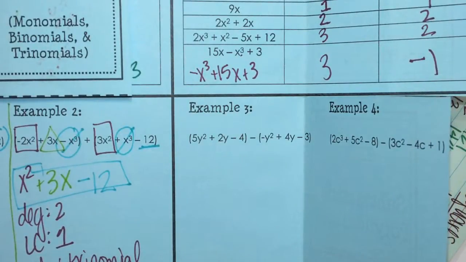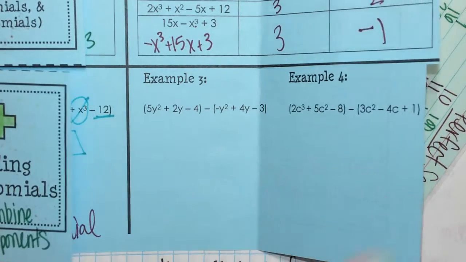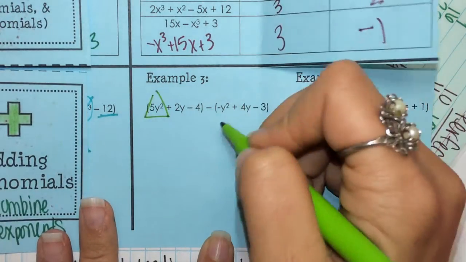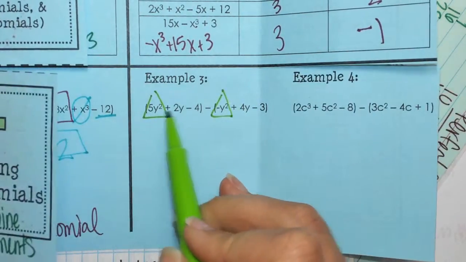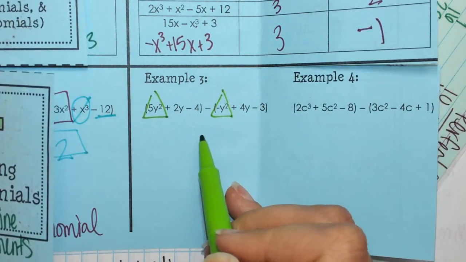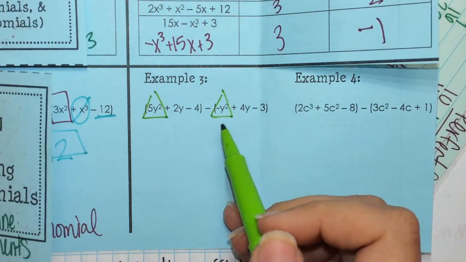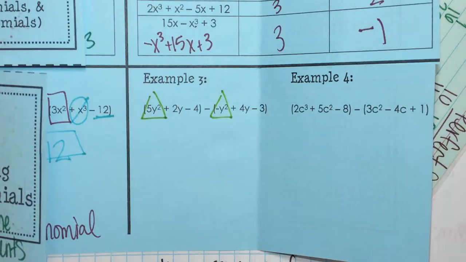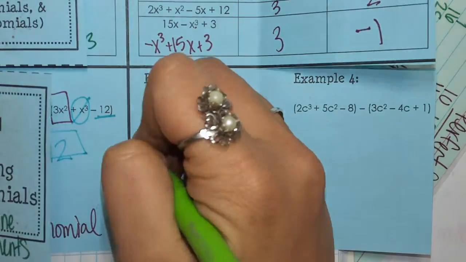Now, you need to watch out for your signs. That's very, very important on this one. Because you're subtracting, you have to watch out for your negatives out front. So let's look at example 3. You still do the same thing. You combine like exponents. So what are we going to combine 5y squared with? Negative 1. Okay, so it's 5 minus a negative 1. You must be careful on these. What is 5 minus a negative 1? 6y squared.